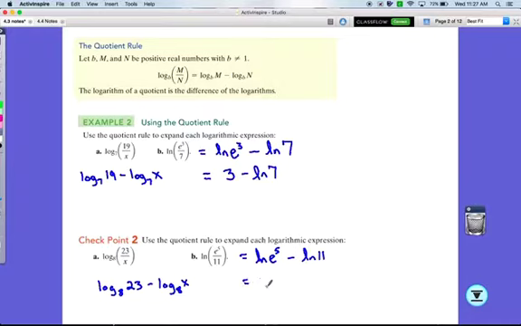And again, that will simplify a little bit more because the natural log has a base of e, and the argument of the natural log is also e, so those cancel out and I'm left with 5 minus the natural log of 11. That is the quotient rule.